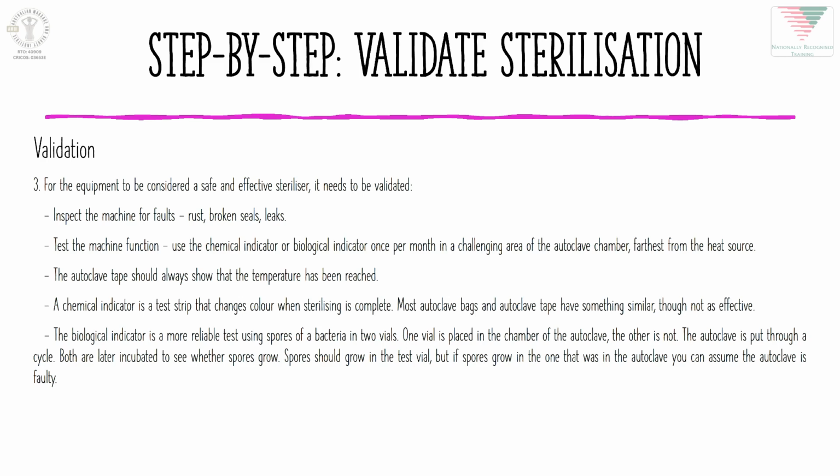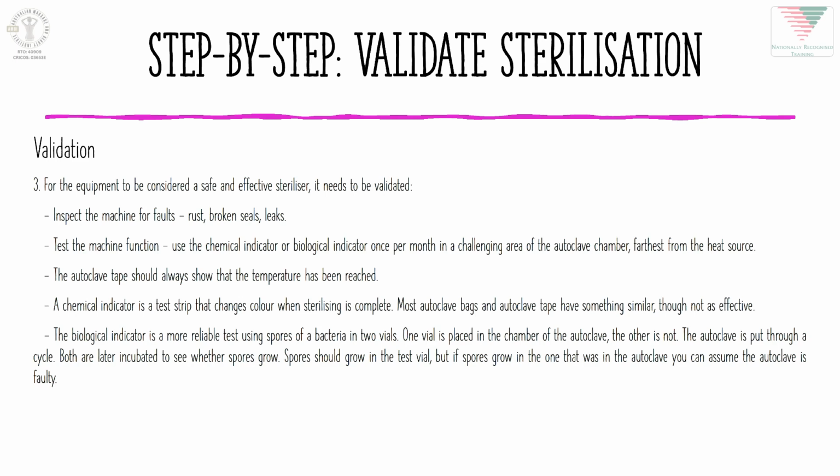Validation. 3. For the equipment to be considered a safe and effective sterilizer, it needs to be validated. Inspect the machine for faults, rust, broken seals, leaks. Test the machine function. Use the chemical indicator or biological indicator once per month in a challenging area of the autoclave chamber, farthest from the heat source. The autoclave tape should always show that the temperature has been reached. A chemical indicator is a test strip that changes color when sterilizing is complete.